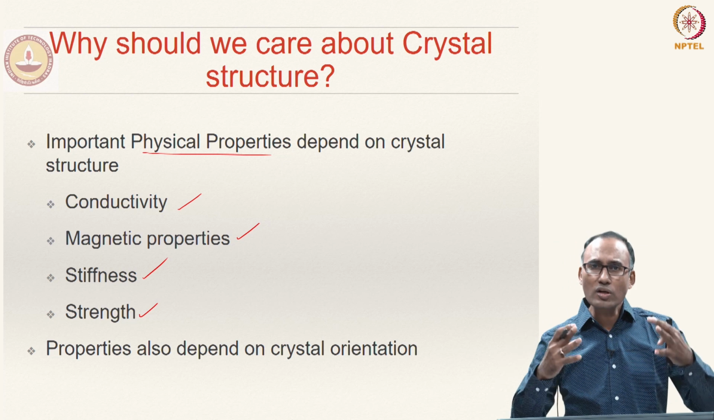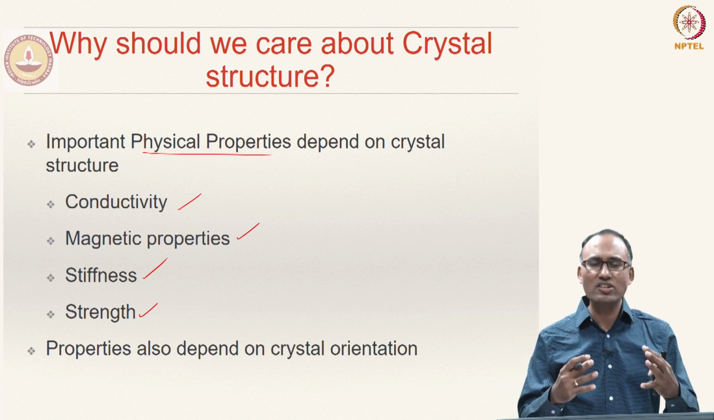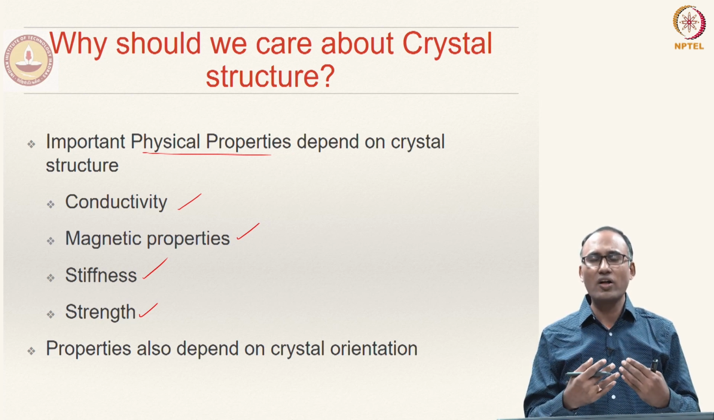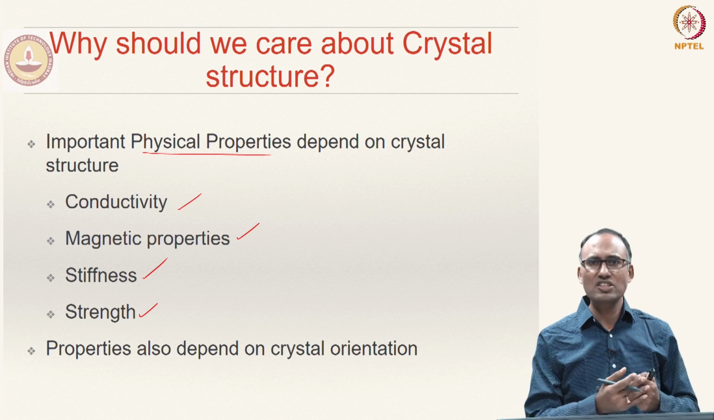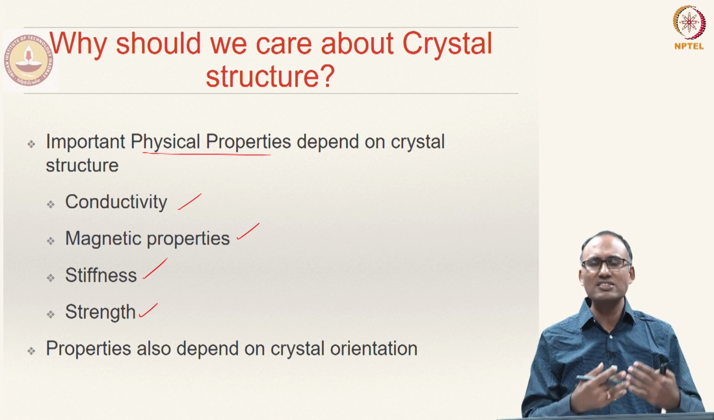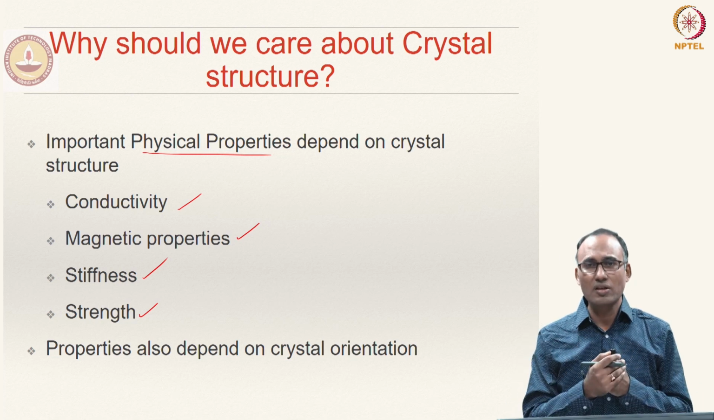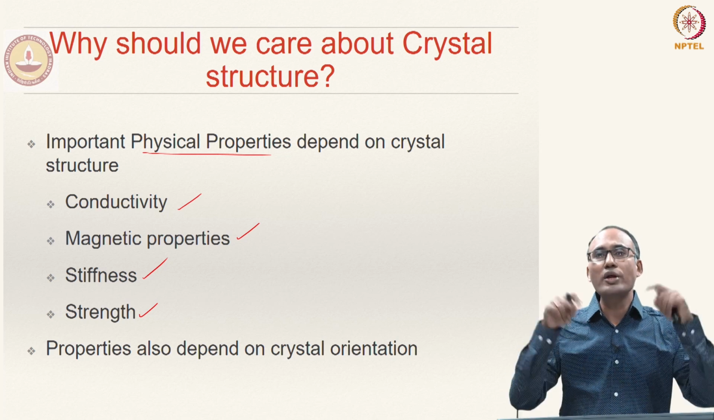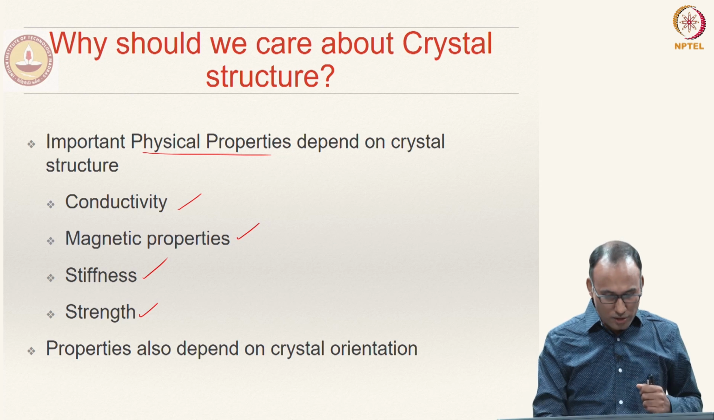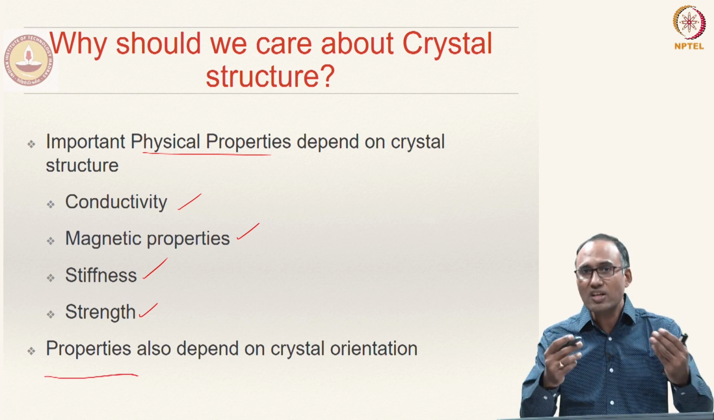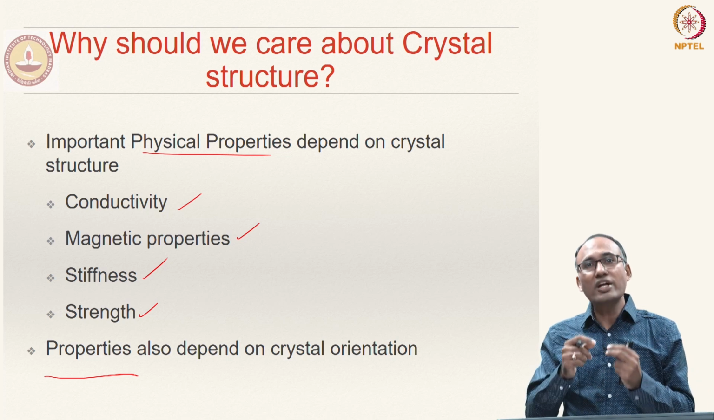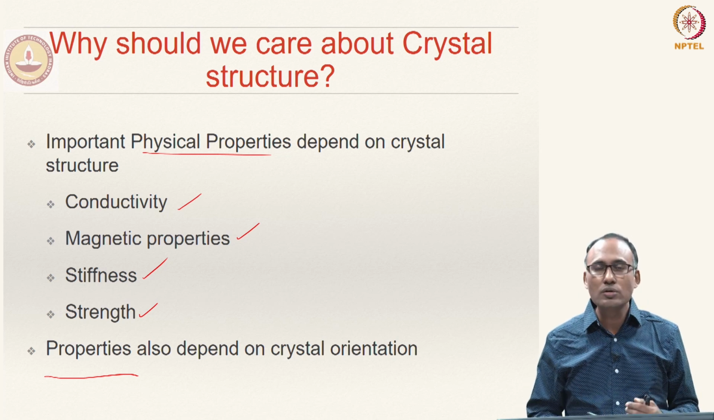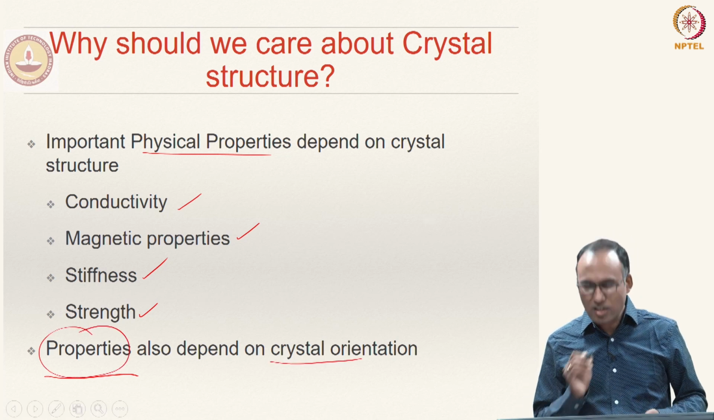And in addition, it is not only the crystal structure that is important, but the property is actually the response to an external stimulus, right. We have already discussed what we mean by a property. A property of a material is the characteristic response of the material to the external stimulus. So, the direction of the external stimulus with respect to the crystal orientation is also going to determine the properties. The properties depend not only on the crystal structure, but the relative orientation of the external stimulus with respect to the crystal structure is also going to change the properties of the material. So, they also depend on the crystal orientation.